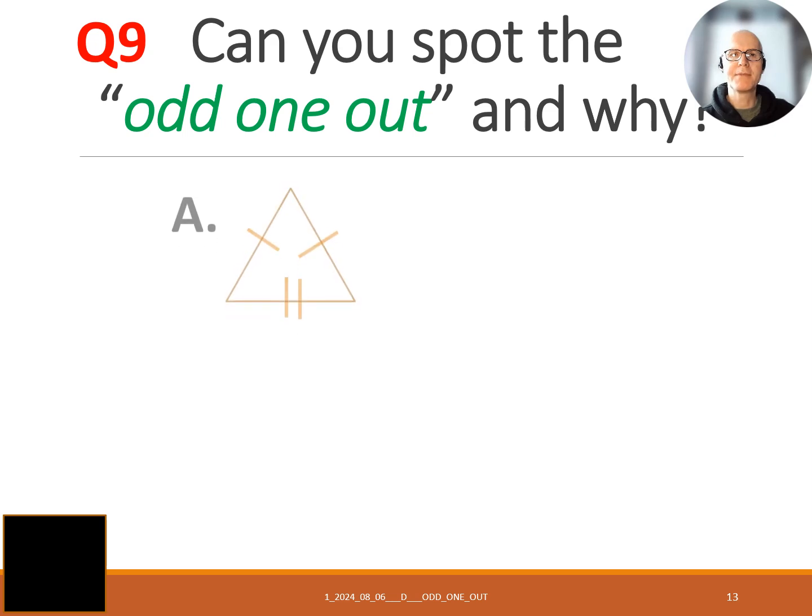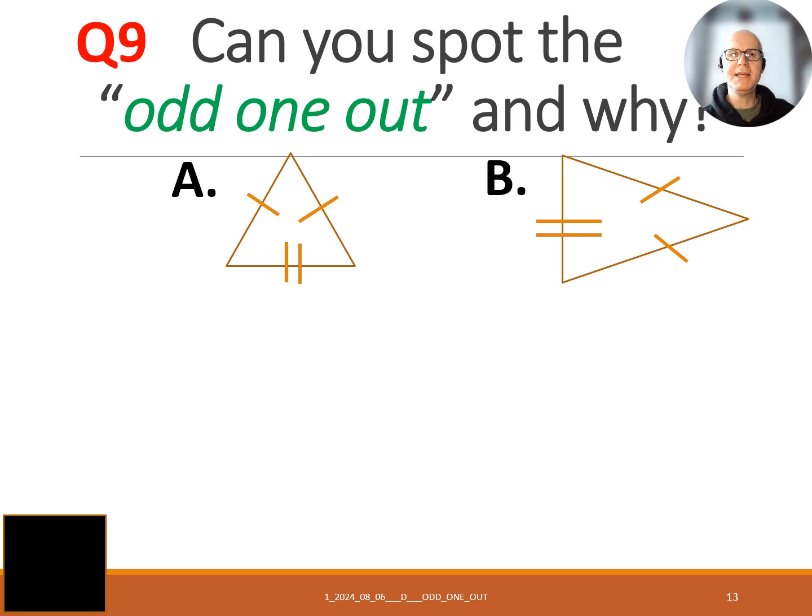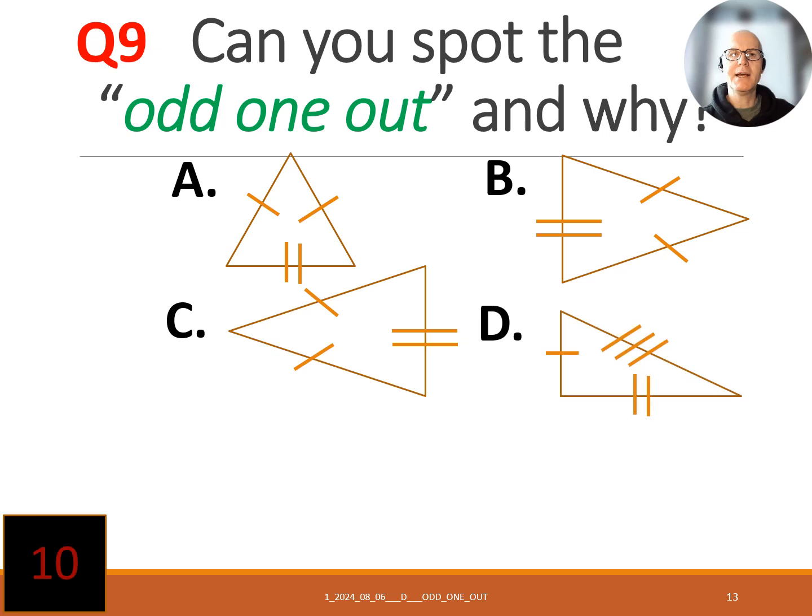Question 9. A, this triangle. B, this triangle. C, this triangle. And D, this triangle. What's the odd one out from these 4 triangles and why? Only based on the information provided.